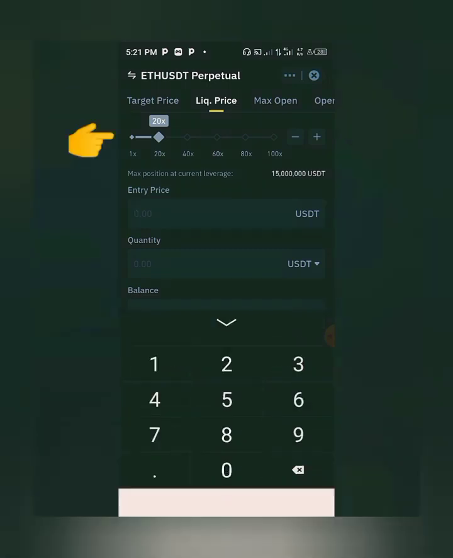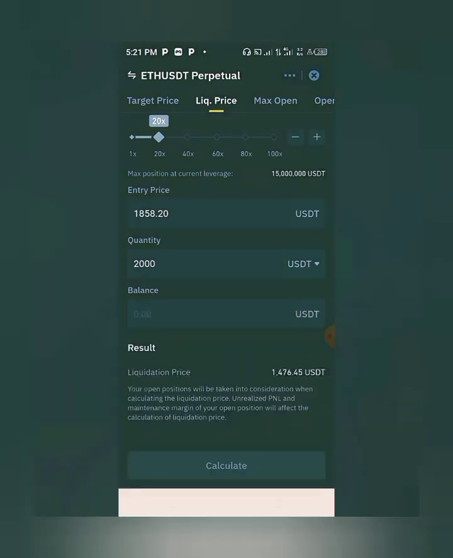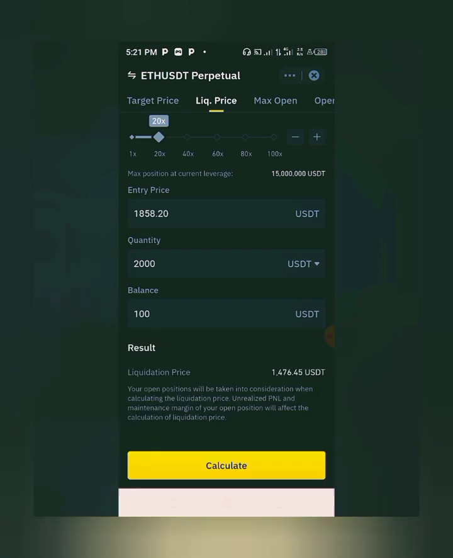The first thing is to select your leverage, then input your price. My price is here, so I will input it. The next step is to input your quantity, that is the amount that you have multiplied by your leverage. I have 100 USDT, so I'll multiply it by 20, so it's 2000 right here. Then input your balance. I have 100 USDT here, so I'll input the 100 USDT. I hope you are understanding something. Then click on calculate and you will see your result. This is the price where your funds get liquidated. I hope you understand how to use this to calculate your liquidation price.